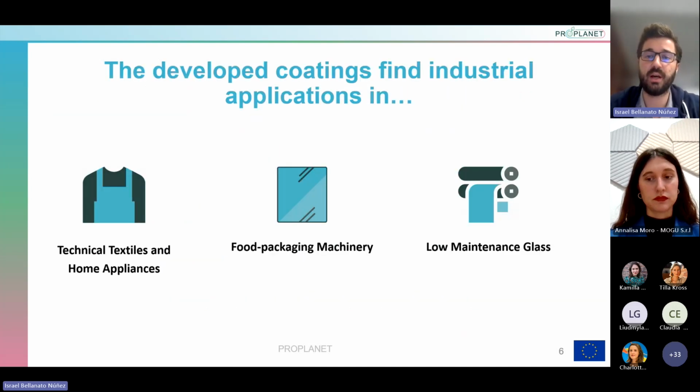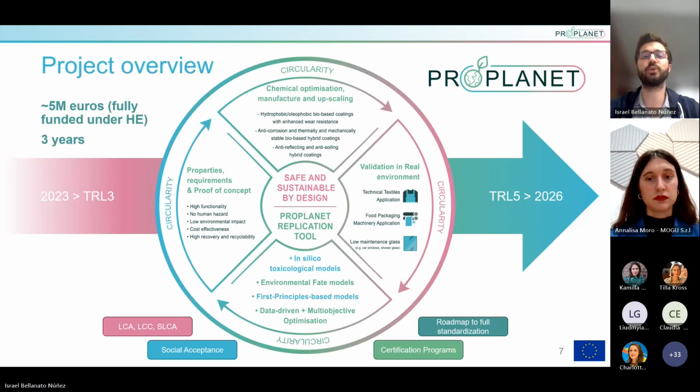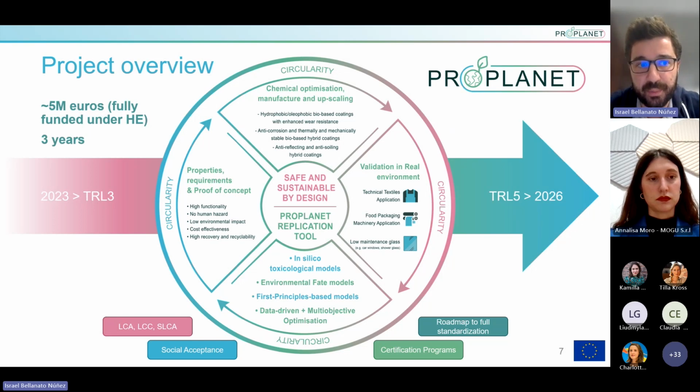And the developed coatings find industrial applications in different sectors. For example, in textile sectors, we have technical textiles and textiles for home appliances. We also work in food packaging machinery, and we also work with low maintenance glass. As for the overview of the project, the PROPLANET project was granted 5 million euros for its execution. It's fully funded under Horizon Europe by the European Commission. The project will last 3 years.